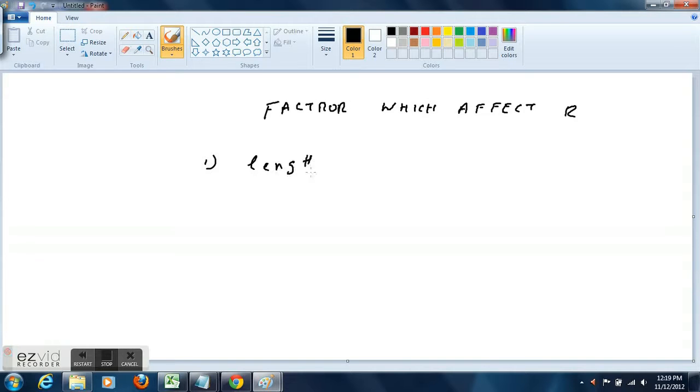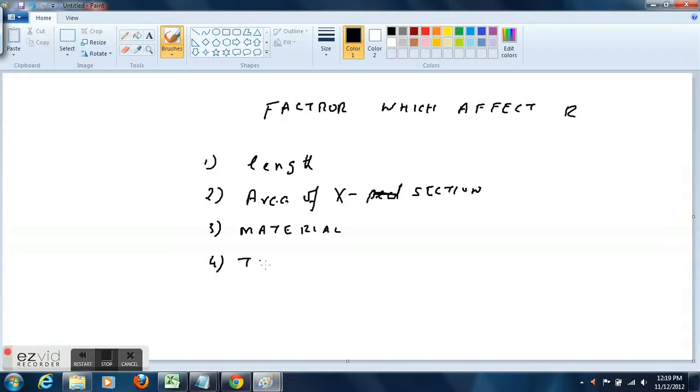We know that the first factor is length. As length increases, resistance increases. The second factor is area of cross section. If area increases, resistance decreases. The third factor we discussed is the material of the conductor. For different materials, the resistance is different. And the fourth factor is temperature.